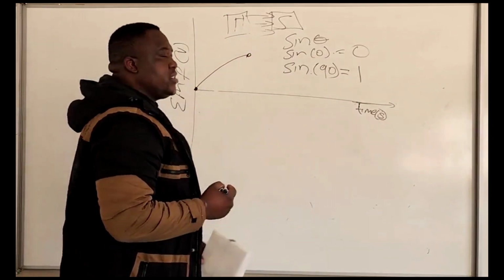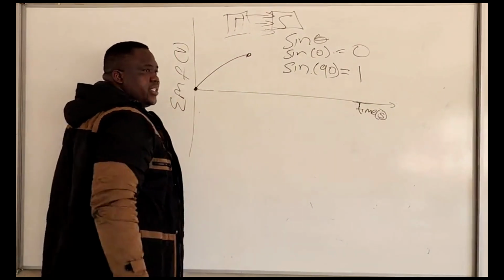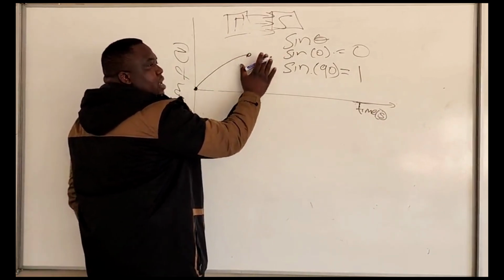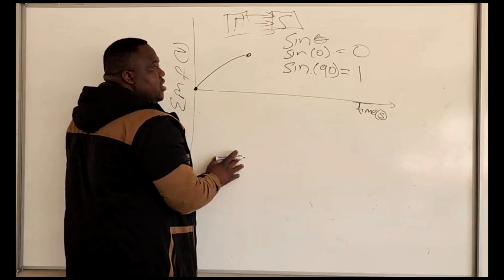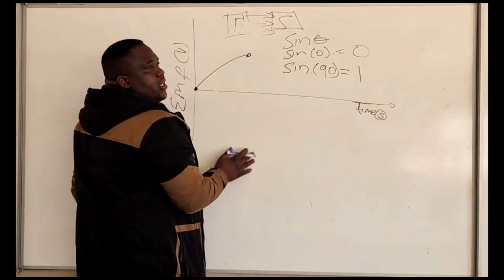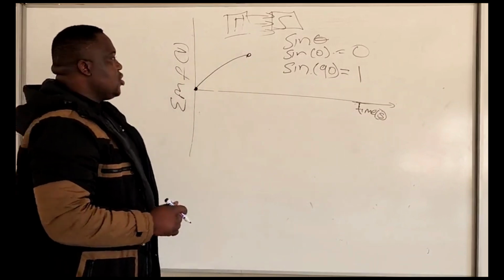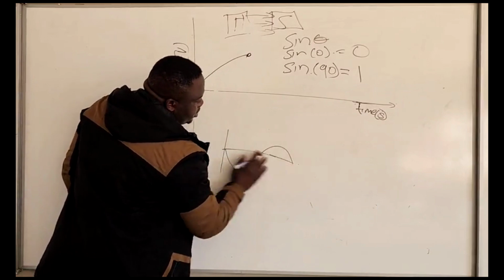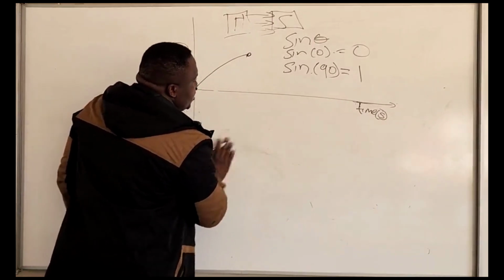Someone will argue and say it has turned to 270. It's still correct. That's why, when people draw the graph for DC, they either draw it this side or they draw it this side. It is still the same thing. So you can start from the bottom, you can start like this. It is still the same thing.